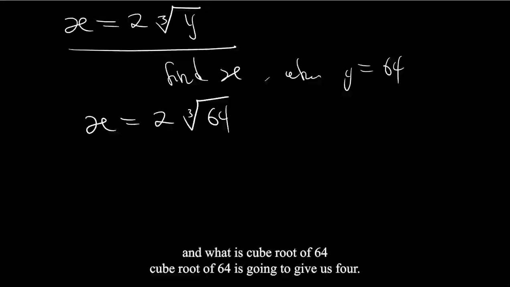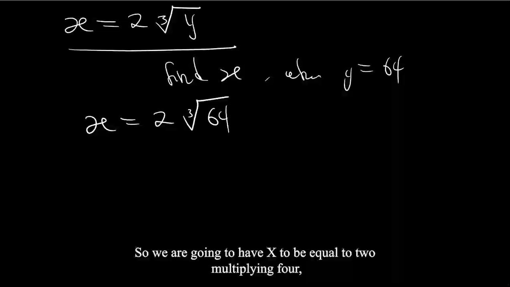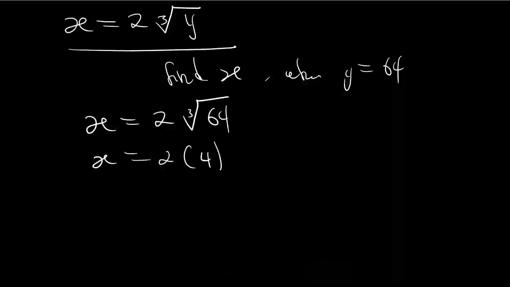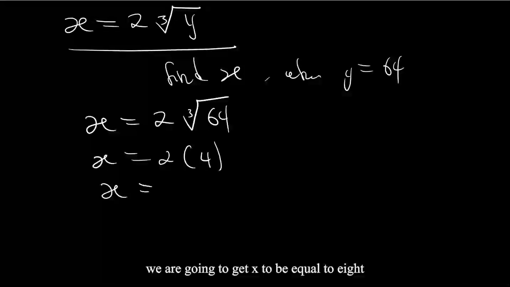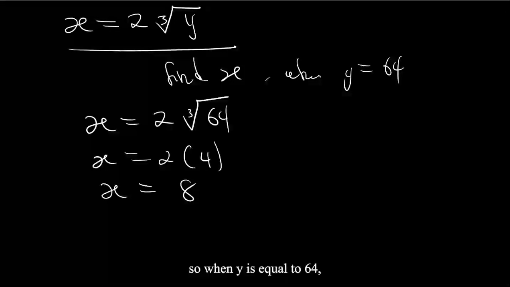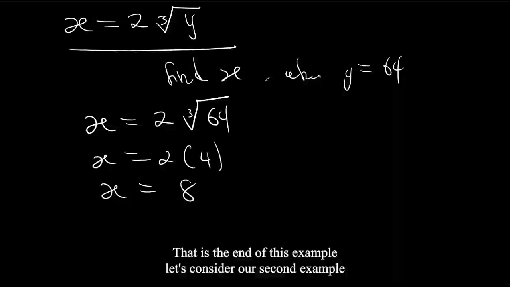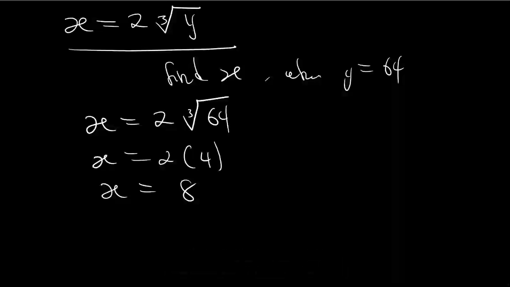And what is cube root of 64? Cube root of 64 is going to give us 4. So we are going to have X to be equal to 2 multiplying 4. We are going to get X to be equal to 8. So when Y is equal to 64, X is going to be 8. That is the end of this example. Let's consider our second example.